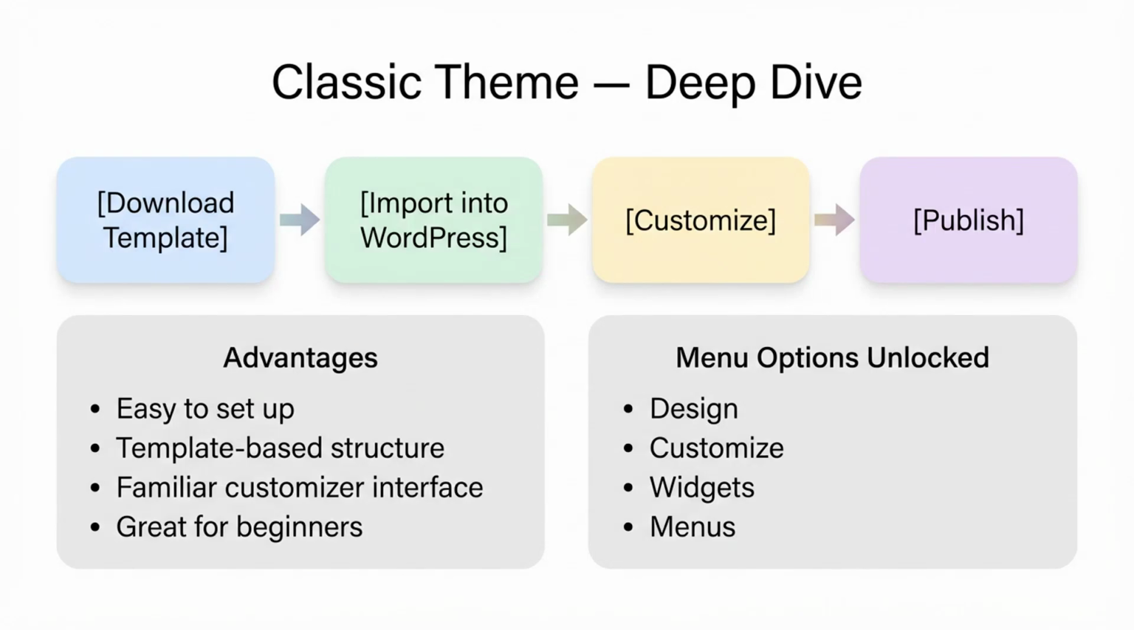The classic theme works on a template model. You find a template you like, import it into WordPress, and then customize it to match your brand. This approach is much more approachable for beginners because the structure is already laid out for you. You're filling in content rather than building from nothing. And as we mentioned, classic themes unlock the full appearance menu, giving you access to widgets, menus, and the customizer.